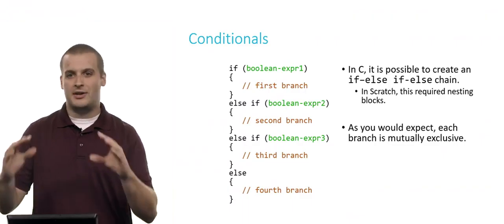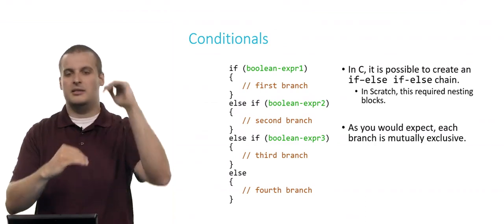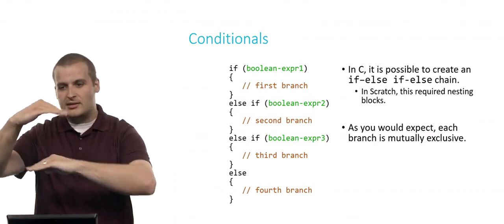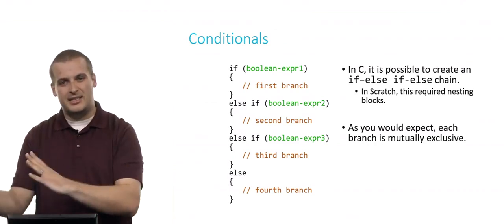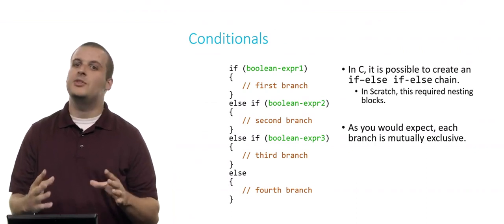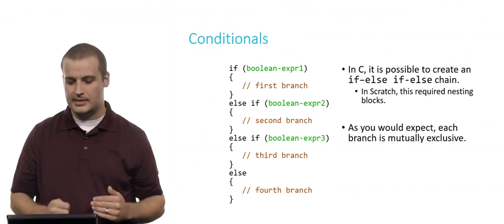In C, it's possible to create an if, else chain. And in fact, you could have if, else if, else if, else if, and so on and so on. In Scratch, this required nesting the blocks. You had an if else, and then you had to put another one inside of the else, and so on and so on. And it got kind of nested and complicated. But in C, we don't have to do that. We can actually just have it be a chain like this.